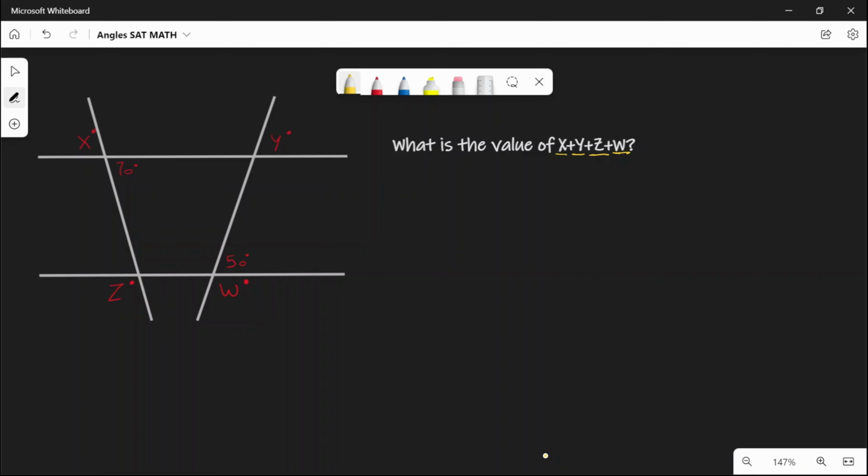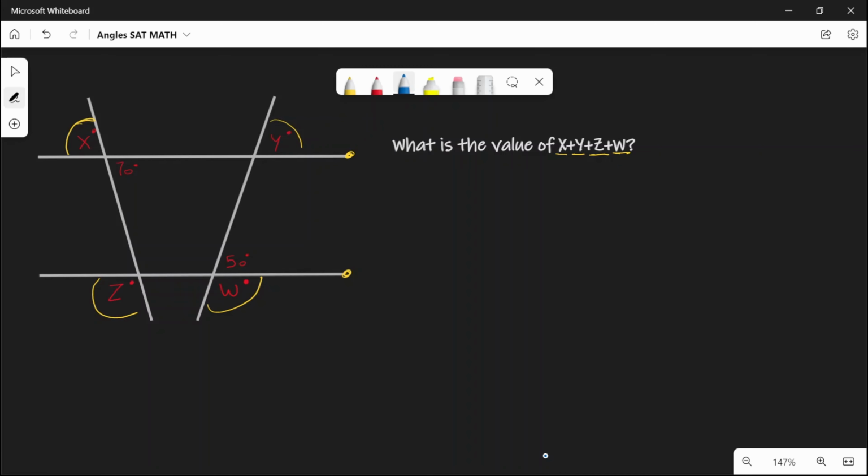So as you can see here, we have 2 parallel lines. This line here and this line there. And we have 2 lines that intersect these parallel lines. And you're asked to find the values of several angles in this question, which is angle x, angle y, angle z, and angle w. Let's start with angle x.